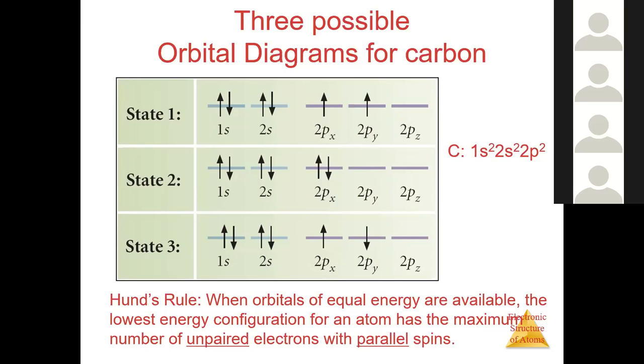When you go to fill the d's and the f's, same thing happens. Only in the case of the d's, instead of 3 suborbitals, I'm going to have 5. And I have to fill each orbital with 1 electron. So I have to fill 5 electrons with the spin going up before that 6th electron, I have to put it in the same orbital as one of the other electrons.